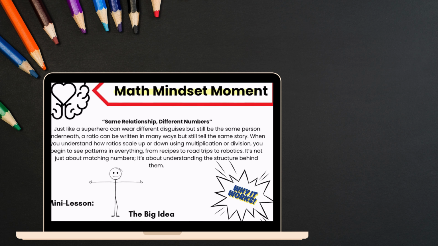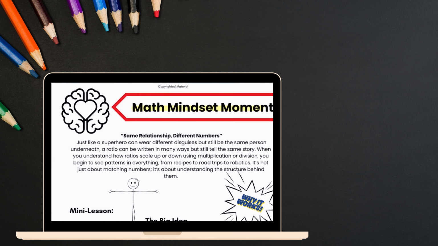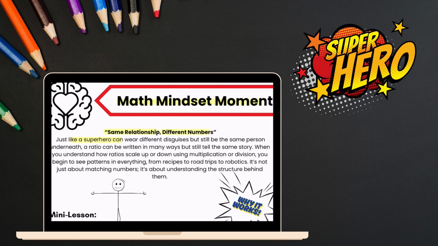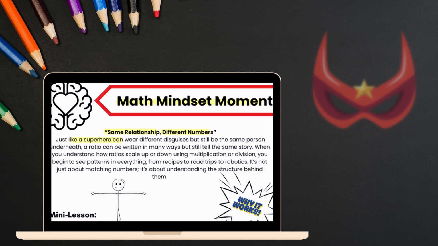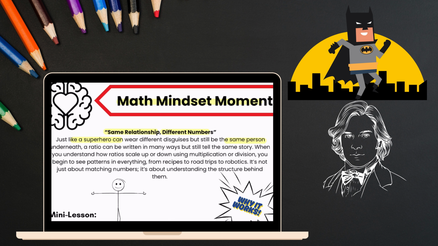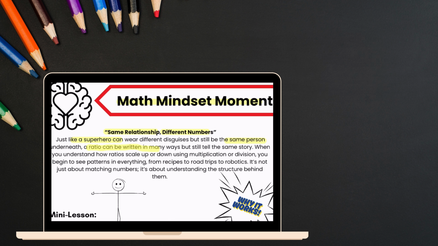If you're working in your workbook, this is a part of each chapter in each workbook. And so we want to be thinking about same relationship, different numbers. And again, as we're understanding more about equivalent ratios, we can think about it just like a superhero who wears different disguises but is still the same person. Like I like to think of Batman and Bruce Wayne. It's the same person, and a ratio is similar in that it can be written in many ways, but it's still telling the same story because it has the same value.